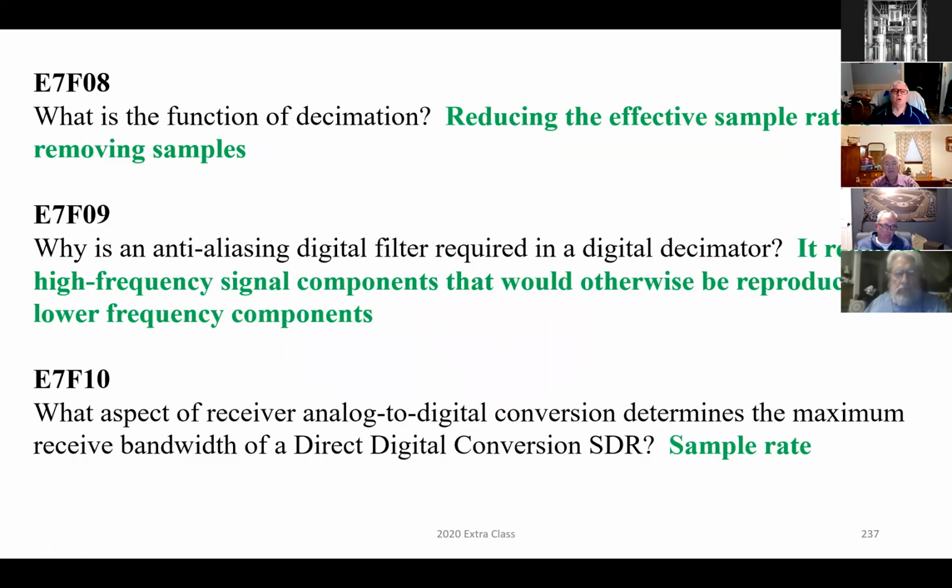All righty. What is the function of decimation? Reducing the effective sample rate by removing samples. Okay, why is an anti-aliasing digital filter required in a digital discriminator? It removes high frequency signal components that would otherwise be reproduced as lower frequency components.